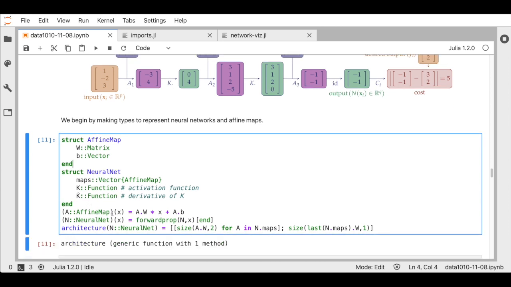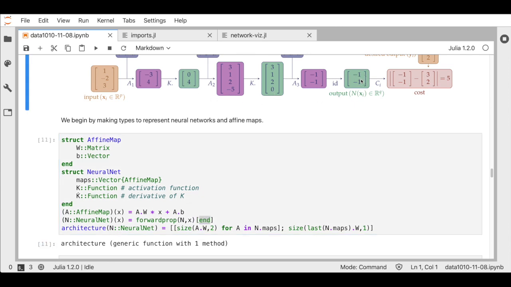So we need to say how an affine map acts as a function. If you try to call an affine map on something, what should it do? And it's just saying wx plus b. And then for the neural network, the way it takes an input and produces an output is something called forward propagation. So we're going to have to write this function, but once we write the forward propagation function, which goes through and computes the values in each of these nodes left to right in the picture, we can just take the last one. That's going to be our output.